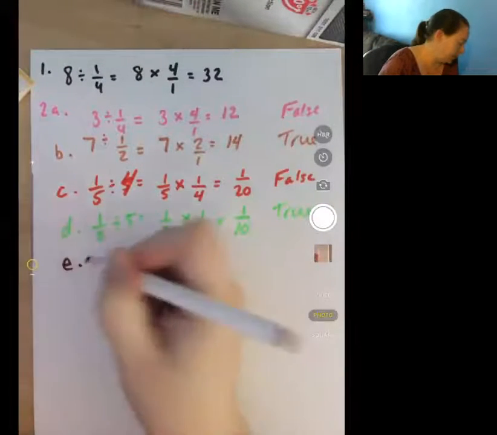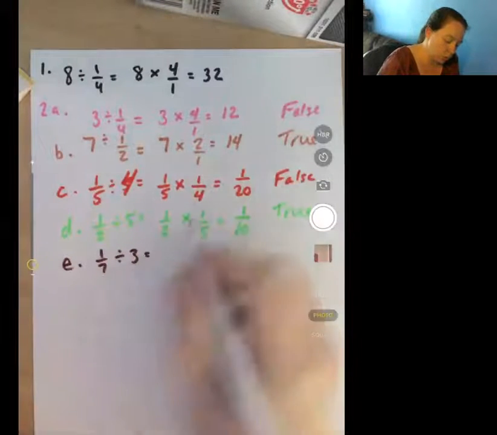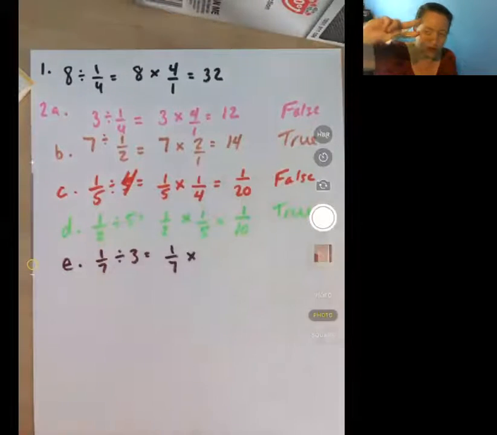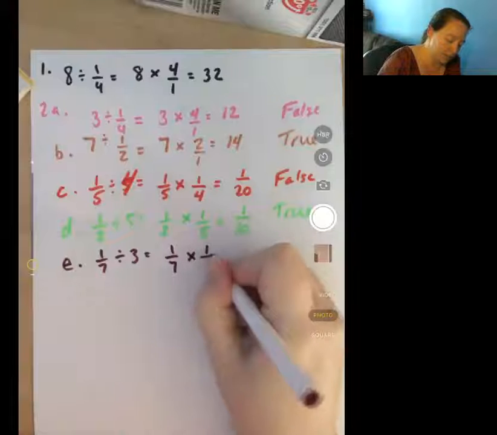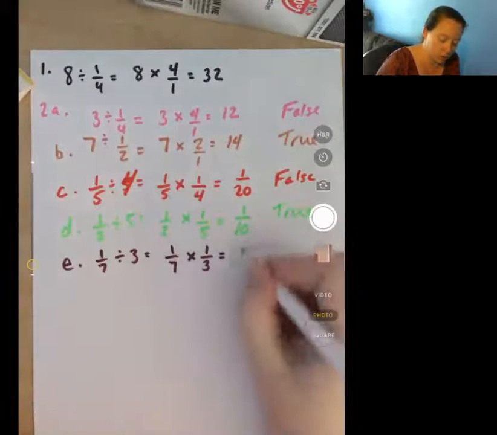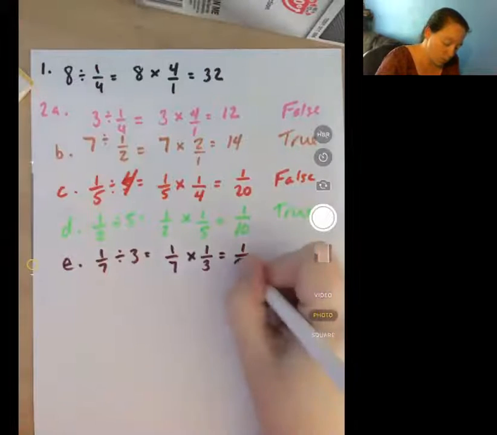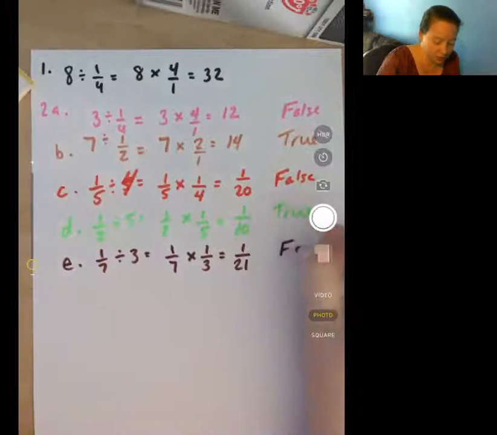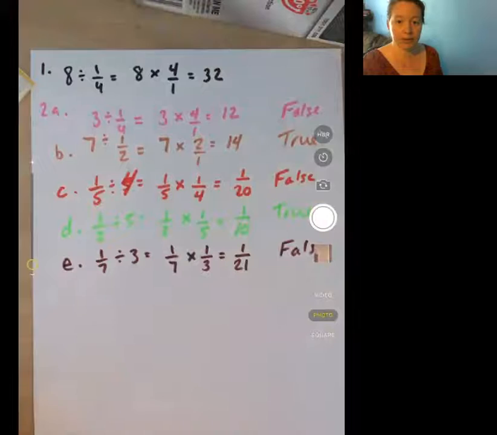Letter E, 1/7 divided by 3 is equal to 1/7 stays the same. The division sign becomes multiplication. The 3 flips. So that invisible 1 goes on the top, the 3 goes on the bottom. 1 times 1 is 1. 7 times 3 is 21. Is it 1/21? No, it is not. So that is false. See? Very quick, very straightforward.